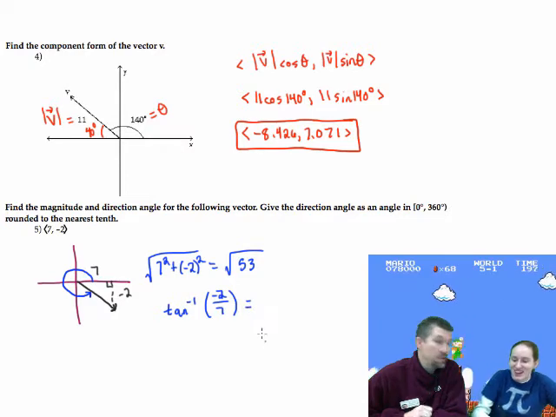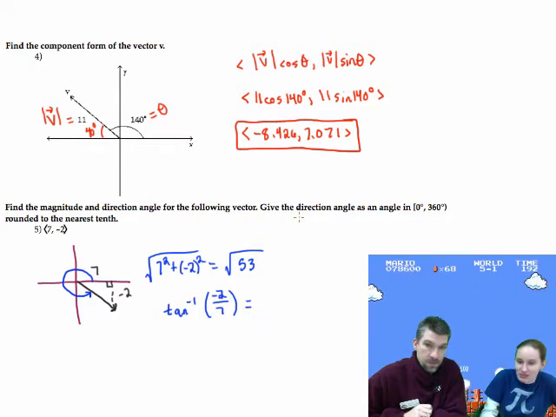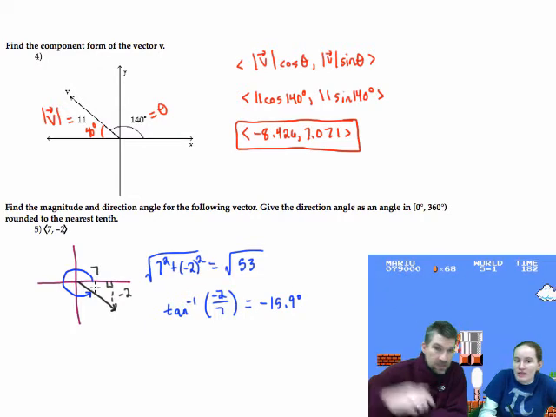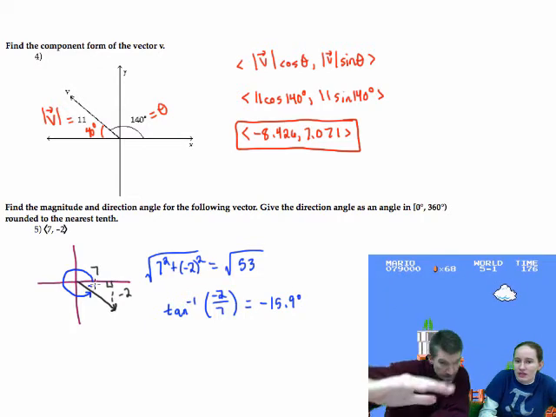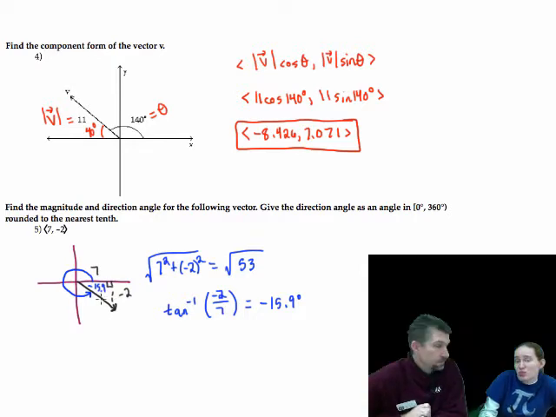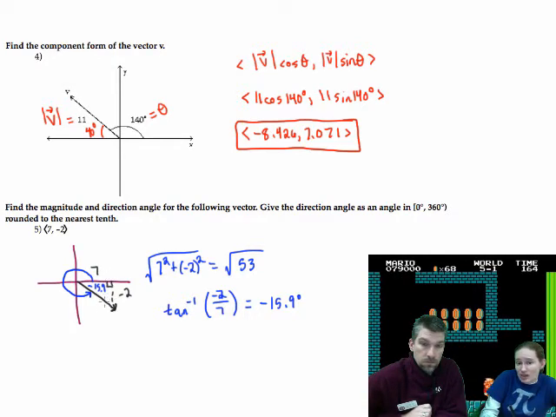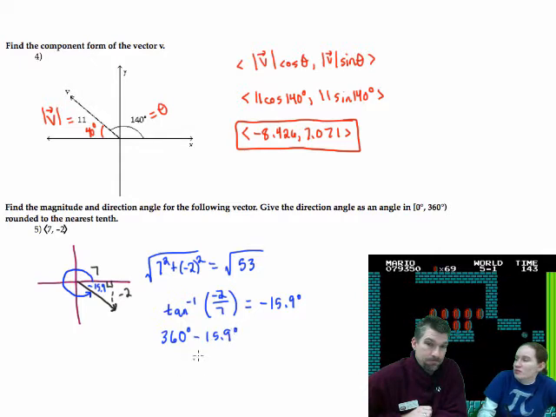Opposite over adjacent. Inverse tangent of -2/7 gives us -15.9 degrees. But you have to remember, that's below. That's what I got right there. In this case, -15.9 degrees is what that angle is, but it's not the angle between 0 and 360. So we have to do 360 minus 15.9, which gives us 344.1.